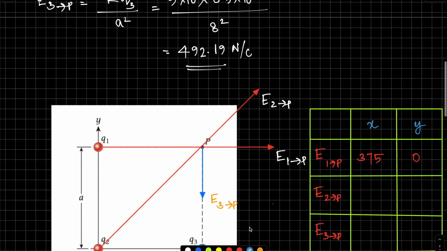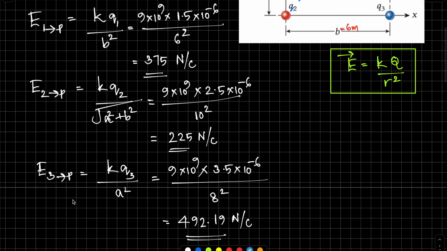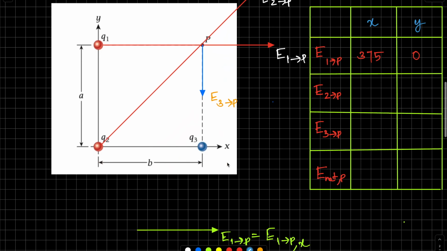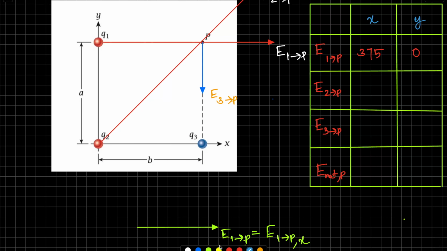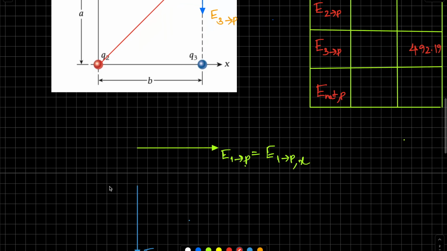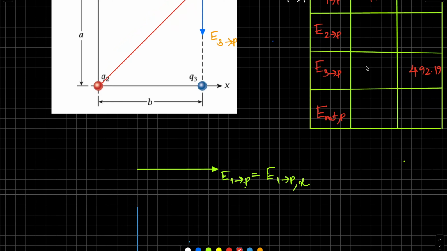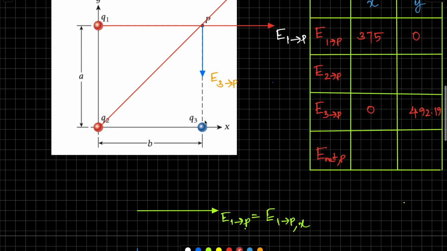So what is E3 at P? It's 492.19. Is there any x component for that vector? No, there is no x component, just the y component. So this is 0.